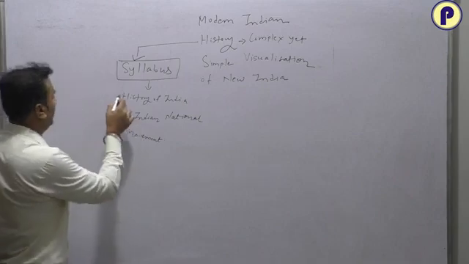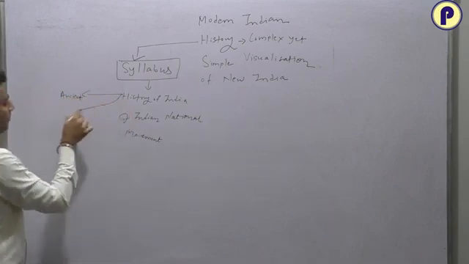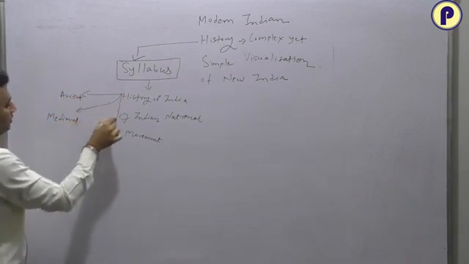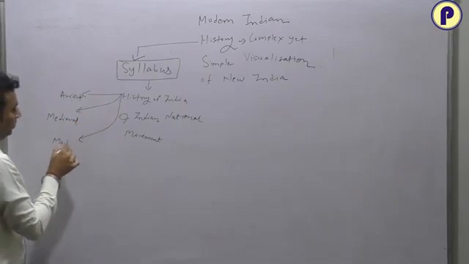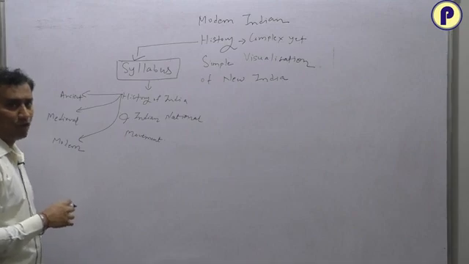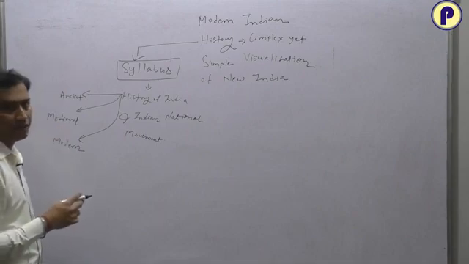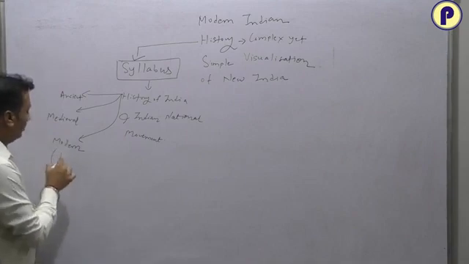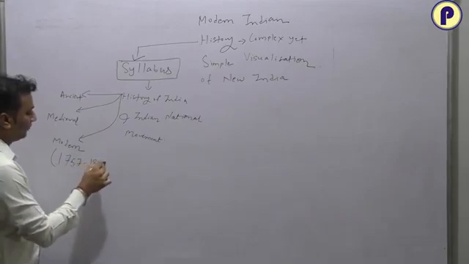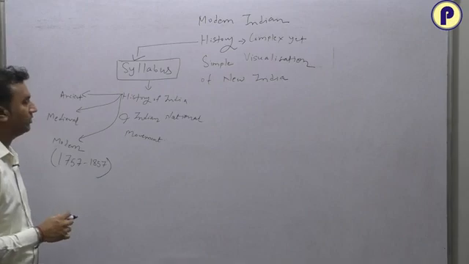So as we know, history of India includes ancient also. History of India will also include medieval. And history of India will also include modern. So here the phase of modern history which has been mentioned as a part of history of India will cover the era of 1757 to 1857.